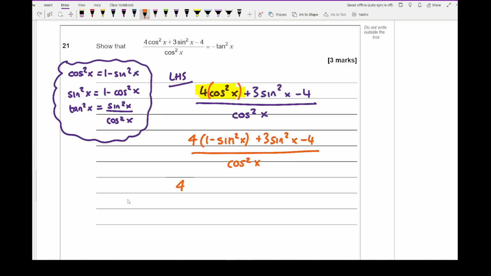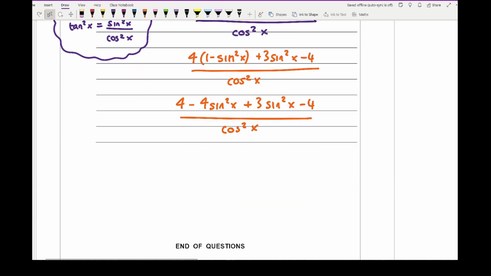Multiplying out the bracket, we get 4 minus 4 sin squared x, plus 3 sin squared x minus 4, all divided by cos squared x. Then if I simplify these, 4 take away 4 is 0, I end up with minus sin squared x divided by cos squared x, which equals minus tan squared x, which is what they wanted me to show. And there we go.